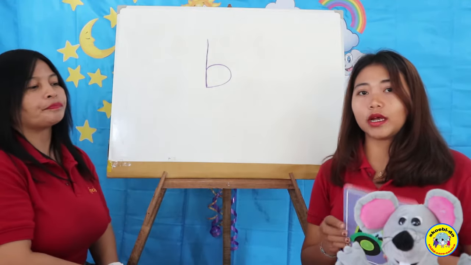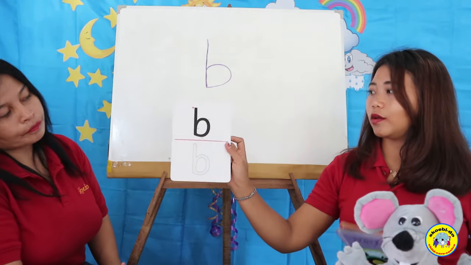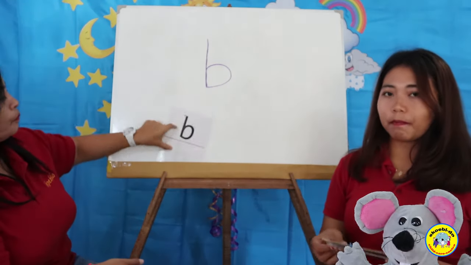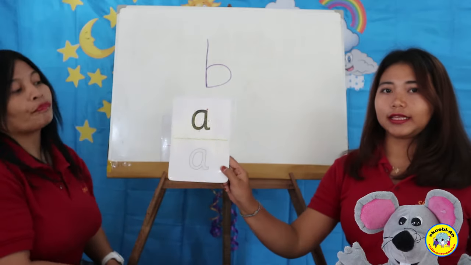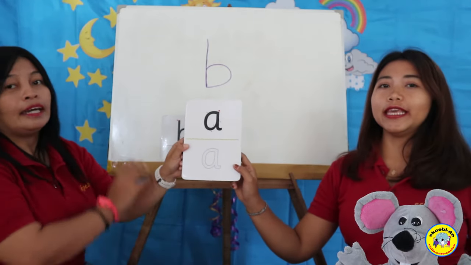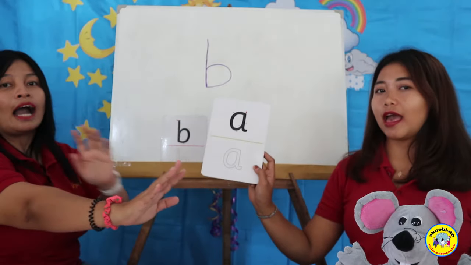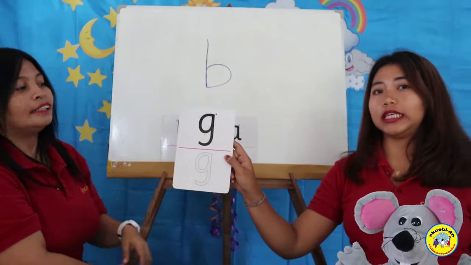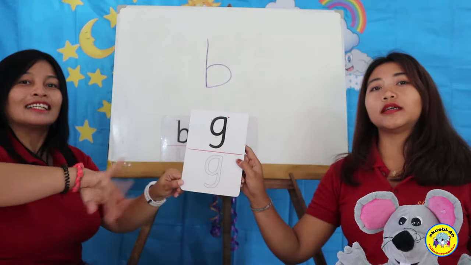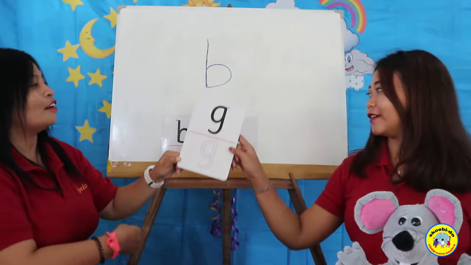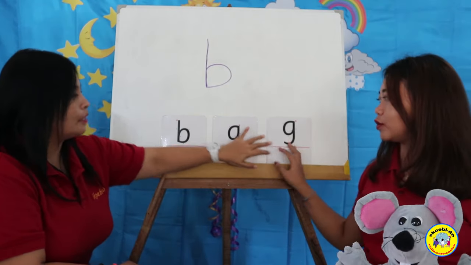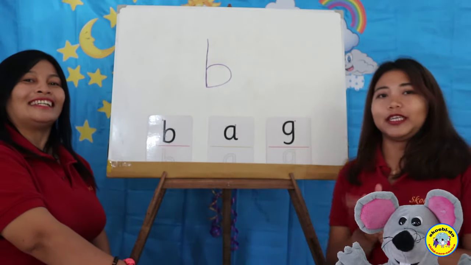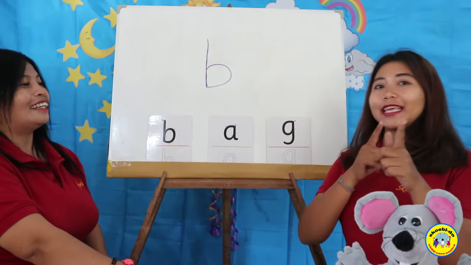Okay, so we start with this letter. We will learn about the letter we learned today. This letter B. And this is letter A. Sound. And the letter G. Make the g sound. Okay, now all right, start to put it here. Blend and read the words. You ready, kids?